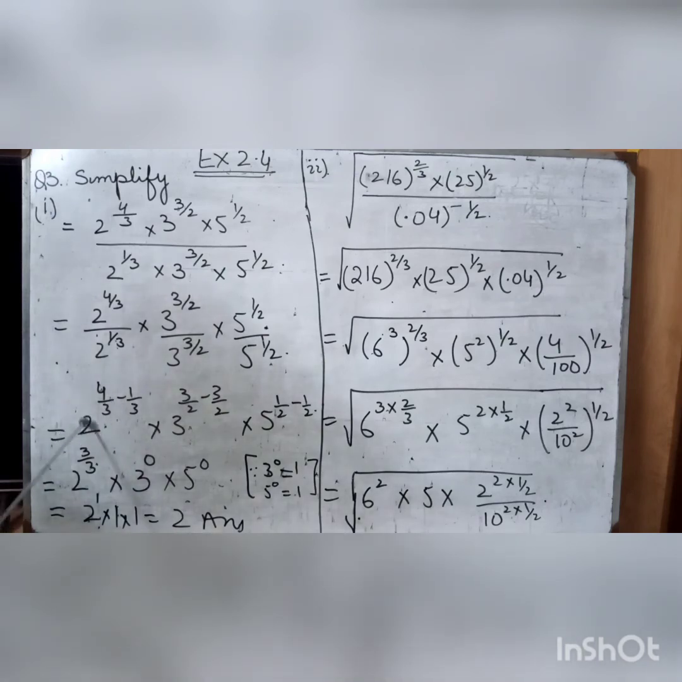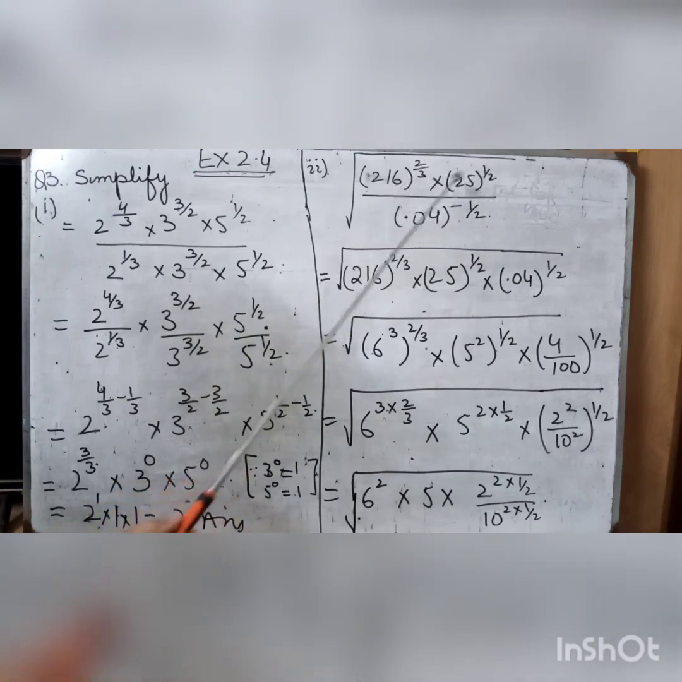According to the law of indices, we have 2 raised to power 4/3 minus 1/3, 3 raised to power 3/2 minus 3/2, 5 raised to power 1/2 minus 1/2. After cancellation, we have 2 raised to power 3/3, 3 raised to power 0, 5 raised to power 0, which are equal to 1, 1. Therefore, 2 multiplied by 1 multiplied by 1 is equal to 2. The answer is 2.